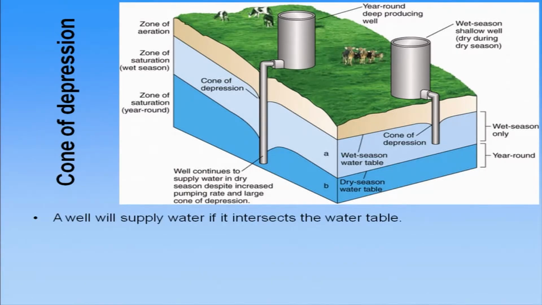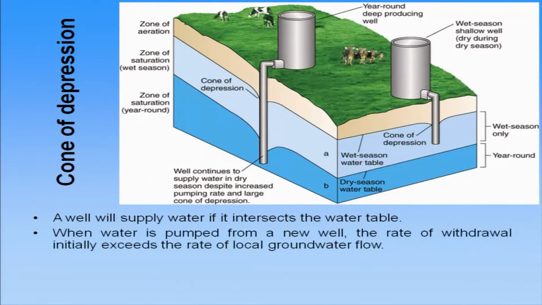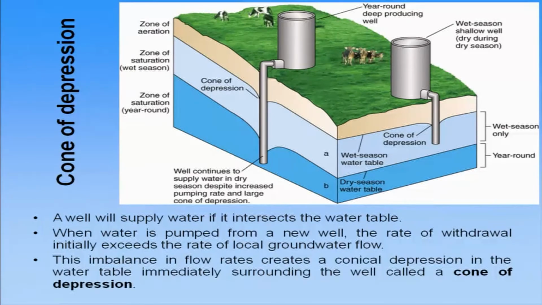So a well will supply water if it intersects the groundwater or water table. When water is pumped from a new well, the rate of withdrawal initially exceeds the rate of groundwater flow. This imbalance in flow rate creates a conical depression in the water table immediately surrounding the well, and it's called the cone of depression. So this cone of depression will be close to the well.